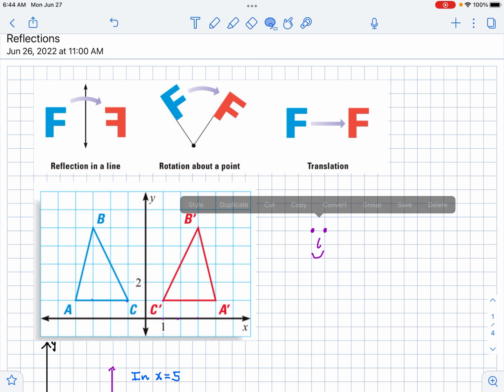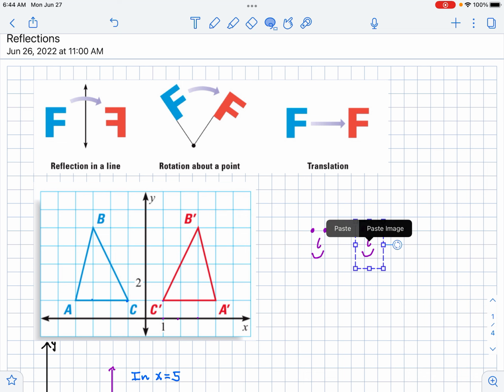Now I could also, if I wanted to, reflect it. So look at this. I'm going to copy it, paste it, and put it right here. Now what we have is a reflection, okay? And we say it's a reflection in this line. It's like a mirror image.